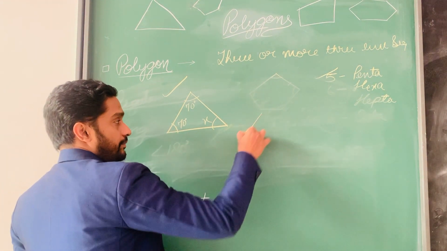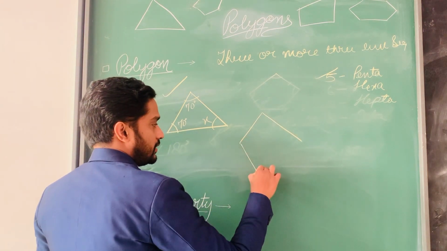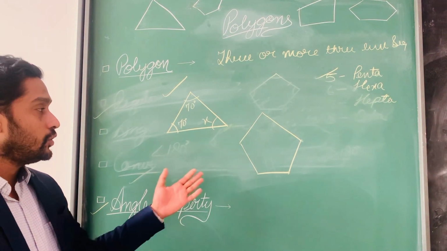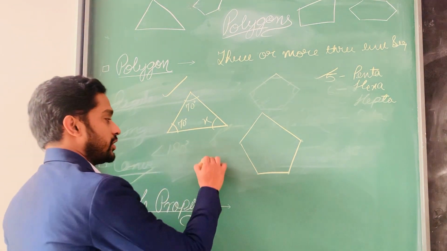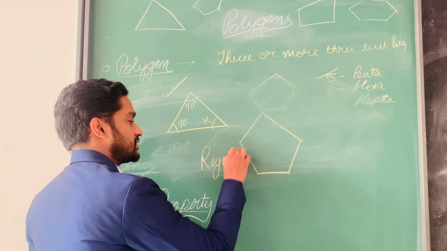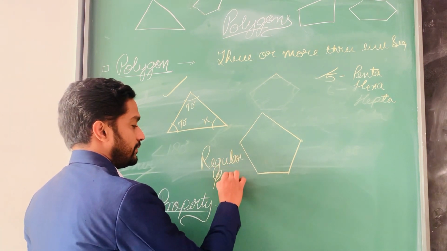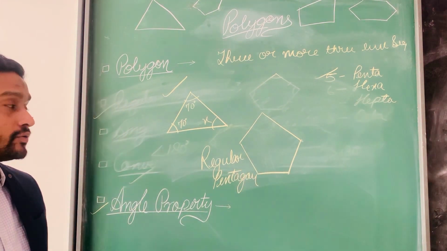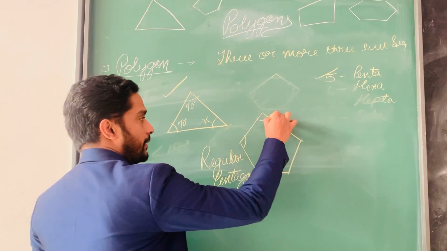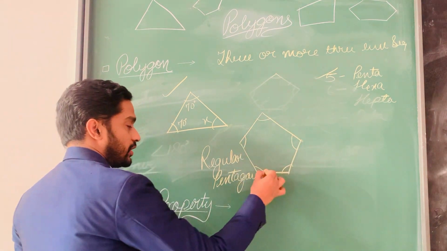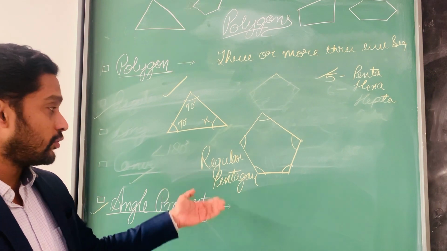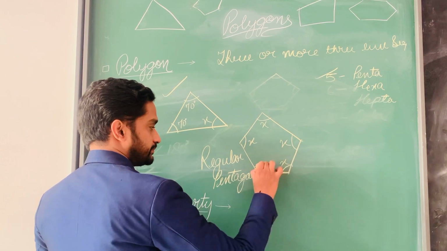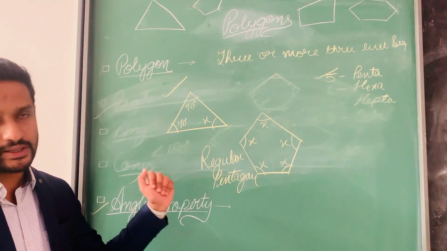But in this chapter, they have given a pentagon to you and they are asking you to find each angle of a regular pentagon. Suppose this is your regular pentagon. Since it is regular, all angles will be of the same magnitude, so we have taken x, x, x, x and x.